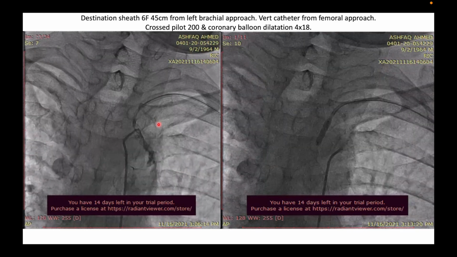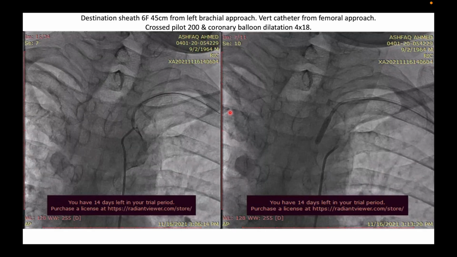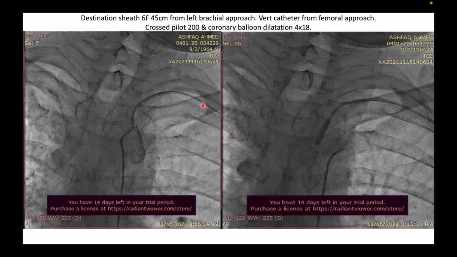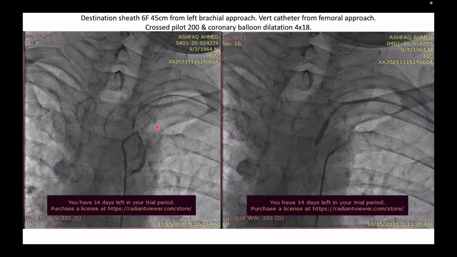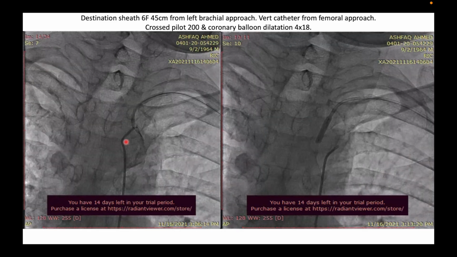Destination sheath 6 French 45 centimeter from the left brachial approach. So this destination sheath is 45 centimeters long. It is coming from the brachial approach. The vertebral catheter is coming from the femoral approach.